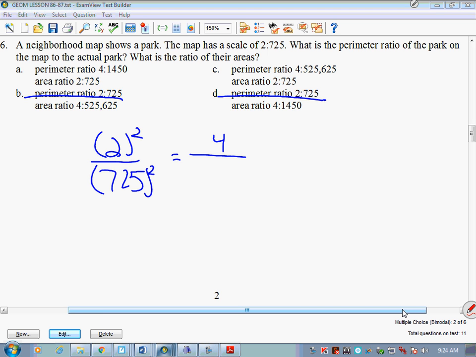525,625. And we see how we get B for an answer there, correct? So the perimeter ratio is going to be the same as your scale factor. Your area ratio is your scale factor squared.